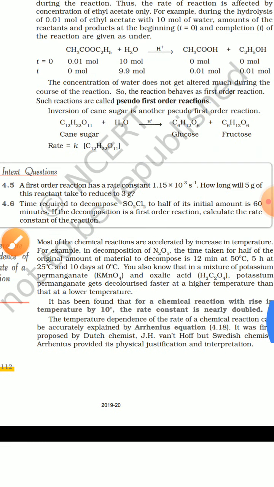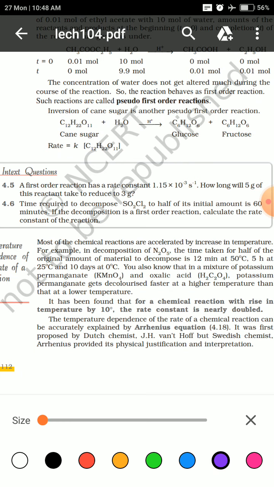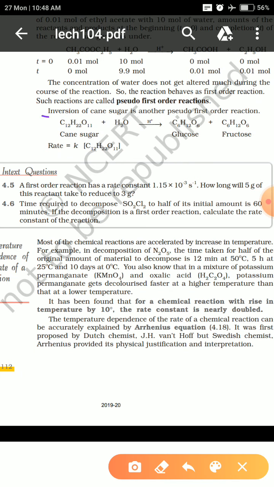Next, the same kind of example is the inversion of cane sugar. If you take cane sugar, you only have to consider the rate of the cane sugar. Inversion of cane sugar means it's a sort of hydrolysis process where you get glucose and fructose. The inversion process is to be studied in this syllabus itself. Let's see if it is cancelled. If it is not cancelled, we will have to study it thoroughly. Okay, so that's all about this topic, pseudo first order reaction.